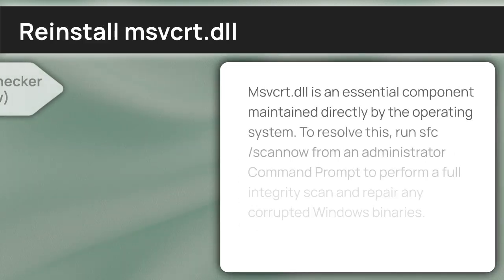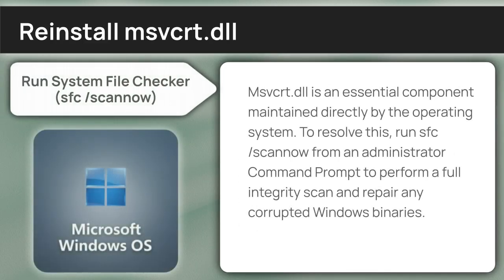Because the Msvcrt Microsoft C Runtime DLL is a verified system file, we need to run an integrity check. Open Command Prompt with administrative rights and execute the sfc /scannow command to refresh your core Windows library automatically.